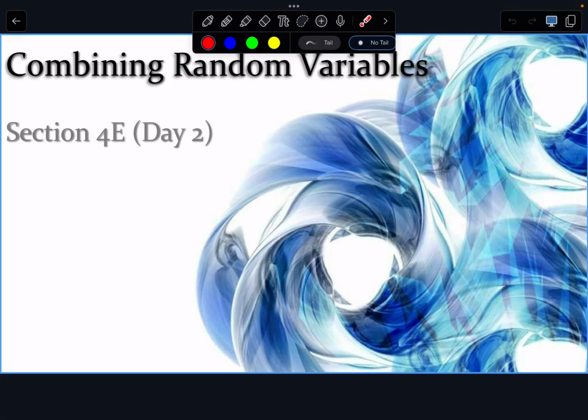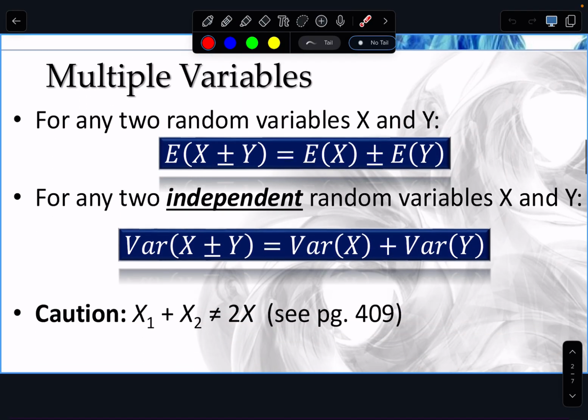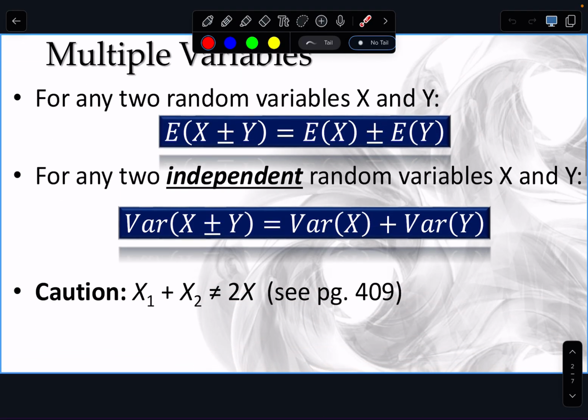So when we have multiple random variables in play, what's going to happen here is we're going to have to account for the combination by either adding or subtracting the mean, depending on what we want to do with the variables. So if I take two random variables and I add them together, then the mean for that sum would be equal to the sum of the means.